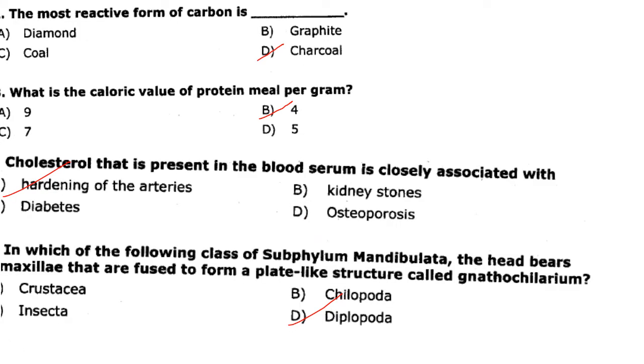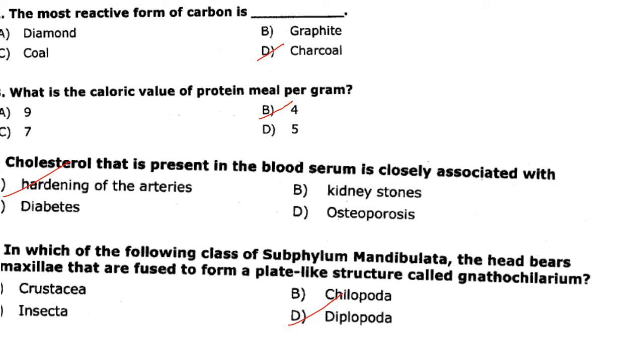The most reactive form of carbon is charcoal. Answer is option D. What is the calorific value of a protein meal per gram? So that is 4. Answer is option B. Cholesterol that is present in the blood serum is closely associated with... So it is associated with hardening of arteries.